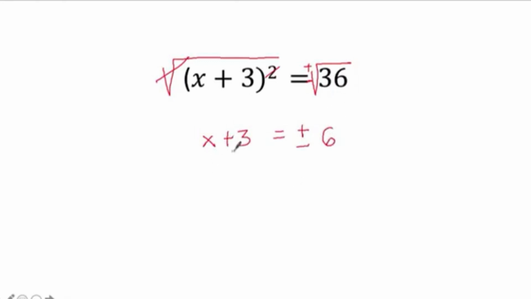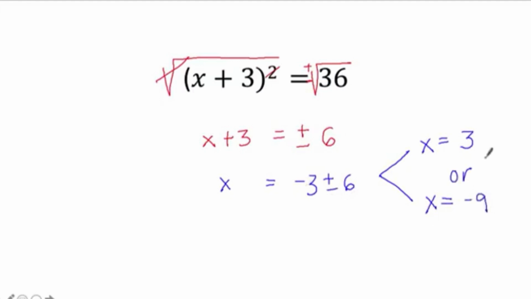And then solving now for x, we subtract 3 from both sides. So we have x equals negative 3 plus or minus 6, which means x equals negative 3 plus 6, which is positive 3, or x equals negative 3 minus 6, which is negative 9. So we find the solution to this equation by using the square root property.